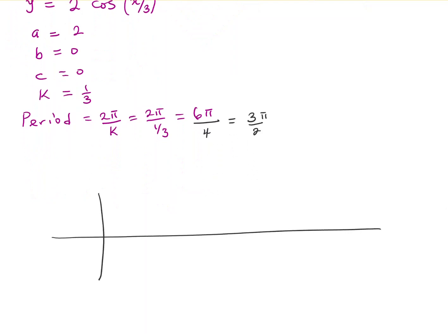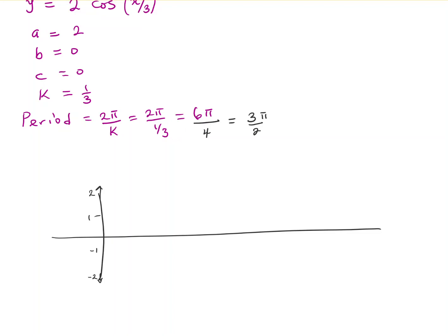Again, if we have this, the amplitude is 2. If this is 1 and this is 2, this is -1 and this is -2. We do not have a phase shift, so I can do things pretty fast. However, my period is 6 pi. That is when I'm going to complete a cycle, 6 pi.